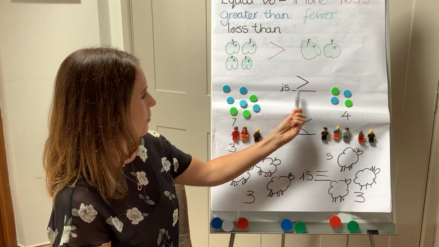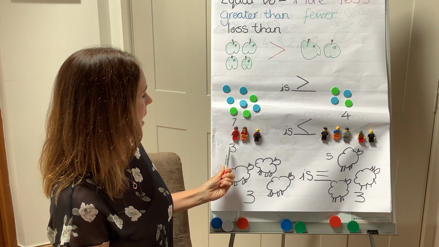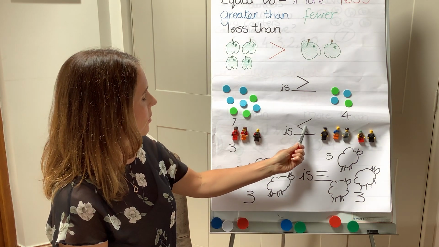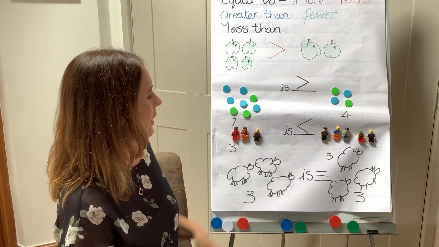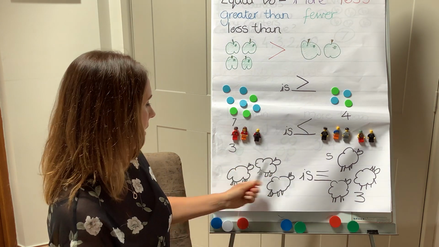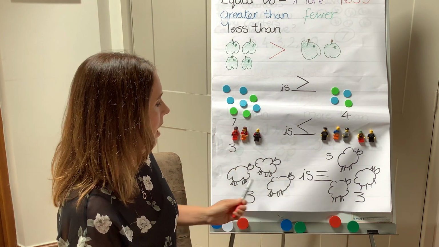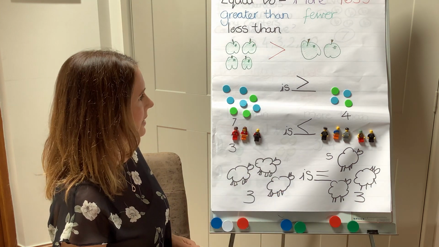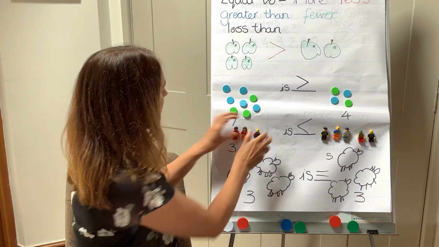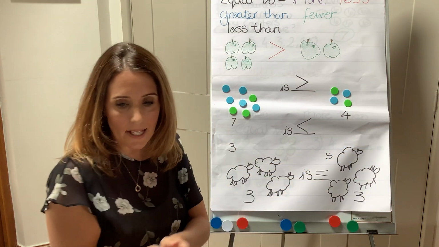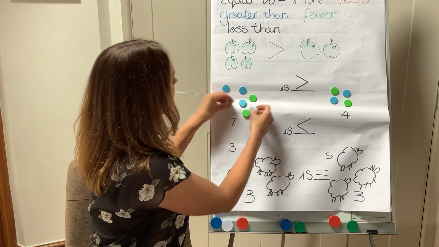7 counters is more than 4 counters. 3 Lego people are smaller than 5 Lego people, or 3 is less than 5. And 3 sheep are equal to, or 3 is equal to 3 on the other side. Okay, so what we're going to look at today in terms of place value are tens and ones.